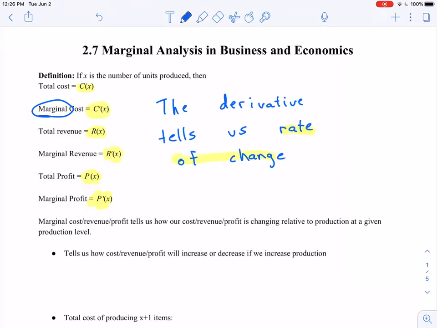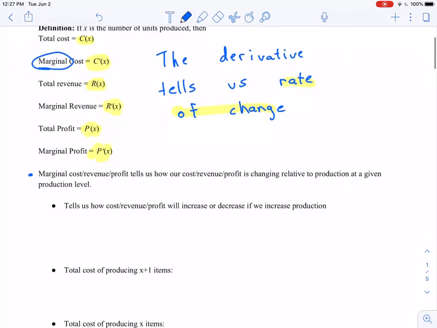And if I want to interpret this idea of marginal cost or marginal revenue or marginal profit, marginal cost or revenue or profit tells us how that quantity is changing relative to production at a given production level. So what this really means is it tells us how our cost or our revenue or our profit will increase or decrease if we increase production.